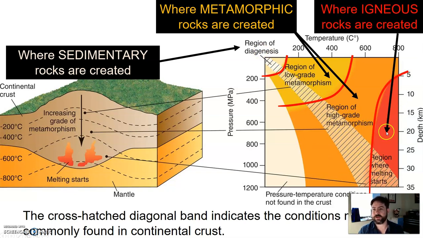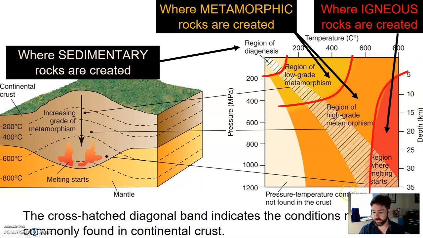And then you get this red region. This is where melting would occur, where there's too much pressure, too much temperature, where igneous rocks are created. So if it's 1,000 megapascals of pressure at 800 degrees Celsius, that's 30 kilometers below ground. In that case, you're going to get igneous rocks created here.